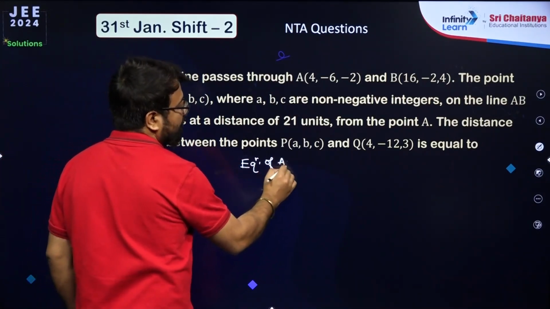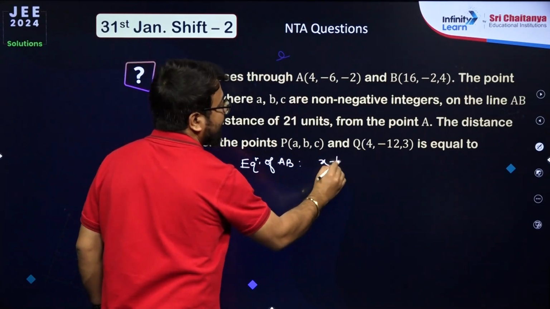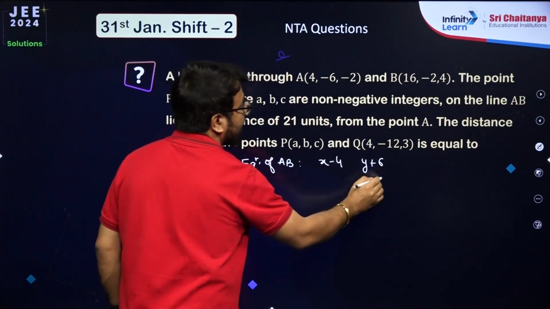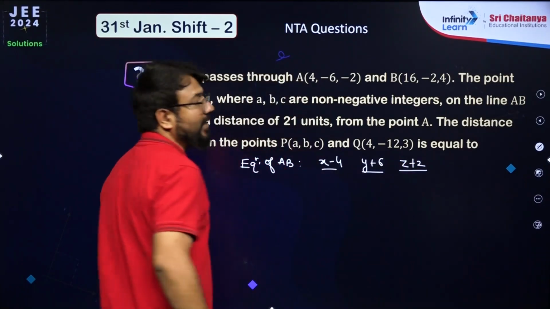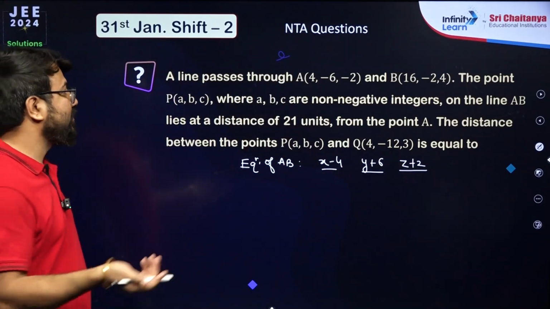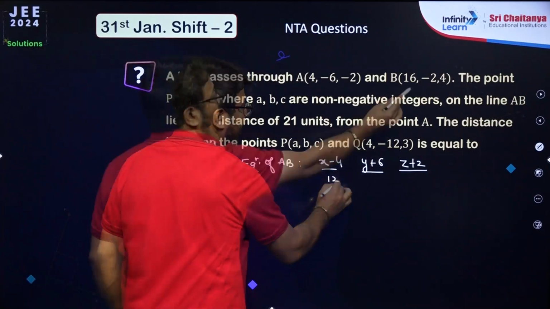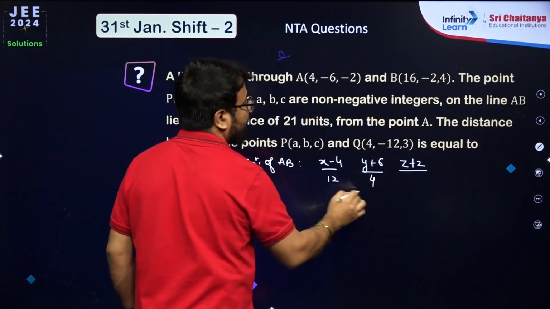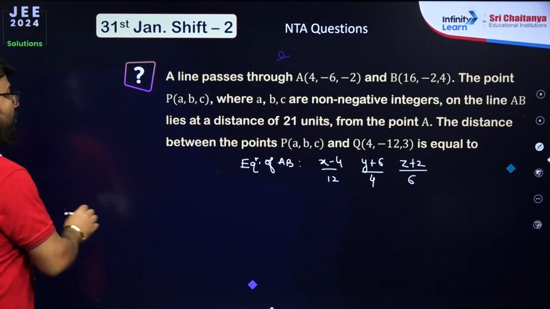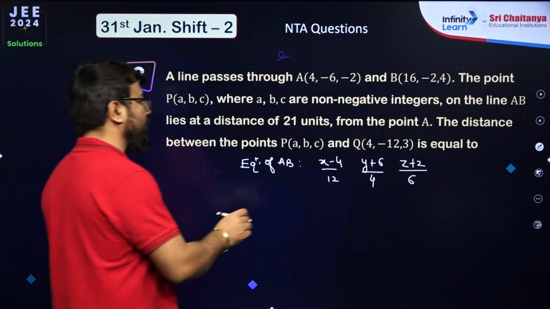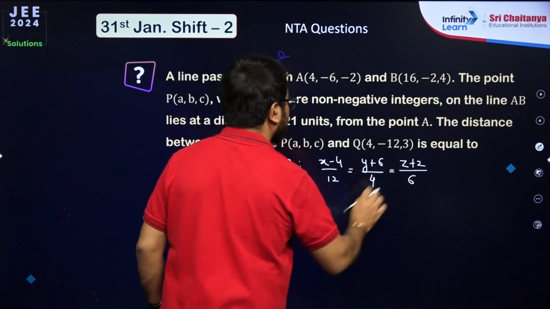For writing the equation of AB, I am considering the point x minus 4, y plus 6 and z plus 2, and I am writing the whole divided by the parallel vector, that means the AB vector: 16 minus 4 will become 12, minus 2 plus 6 will become 4, and 4 plus 2 will become 6. So, my dear students, this is the equation of AB.